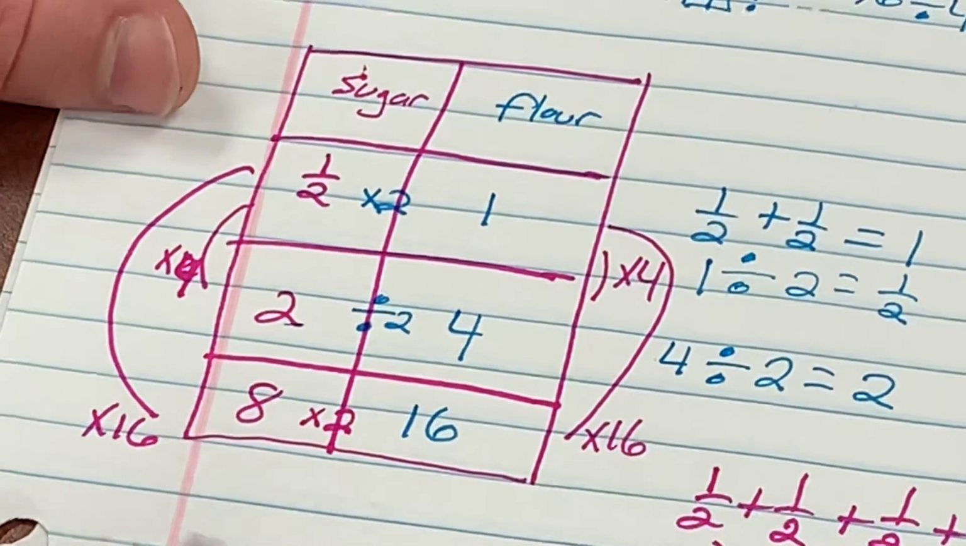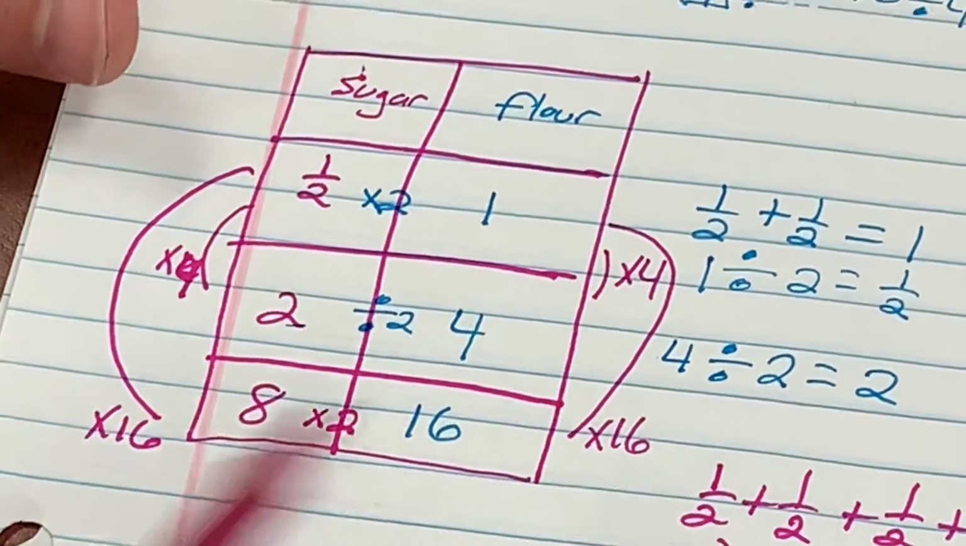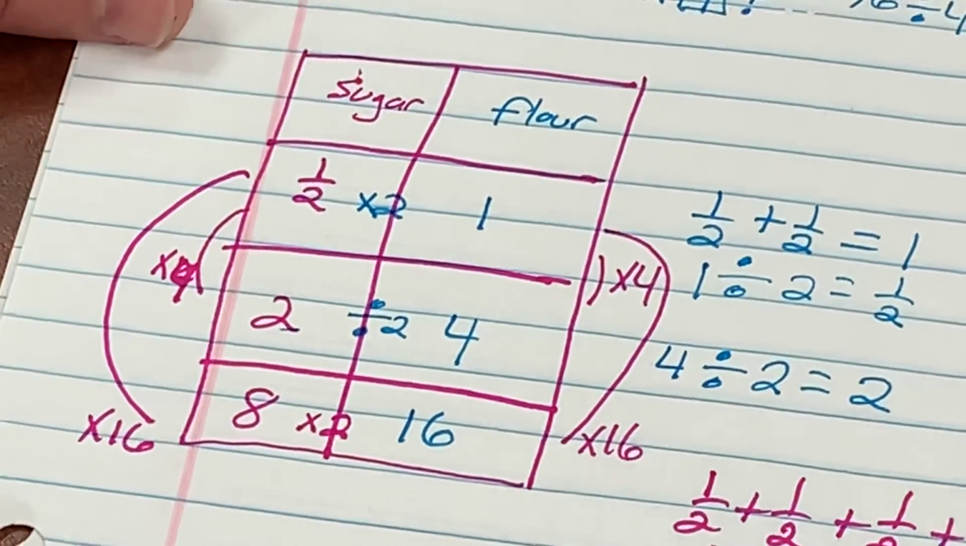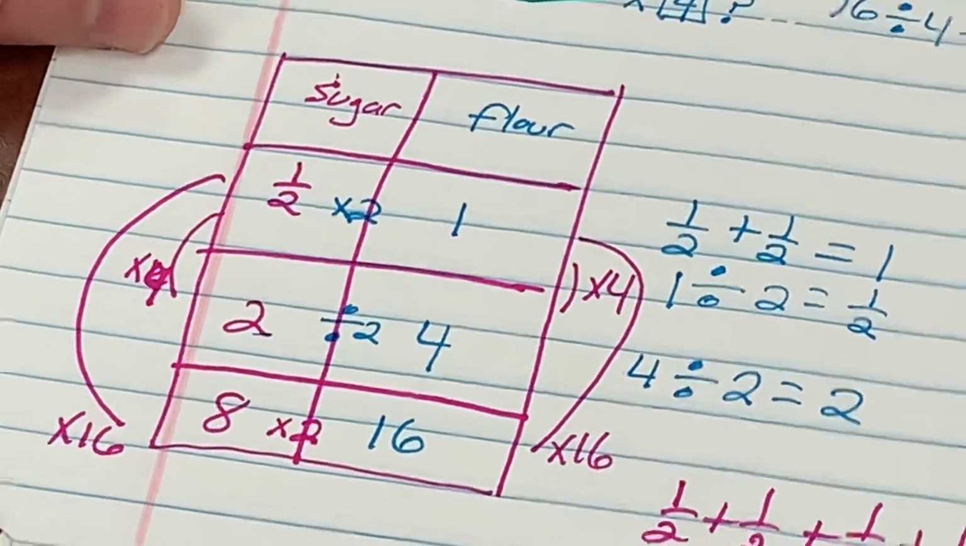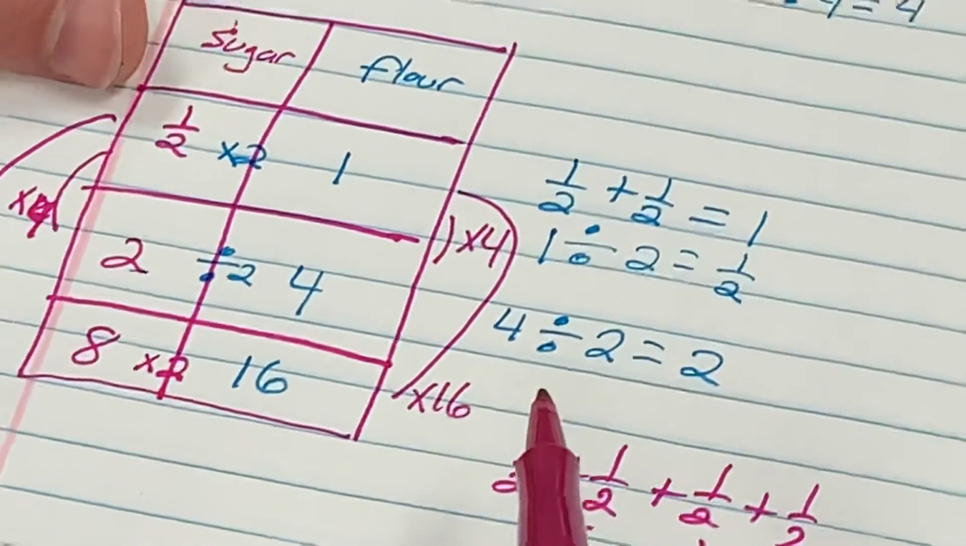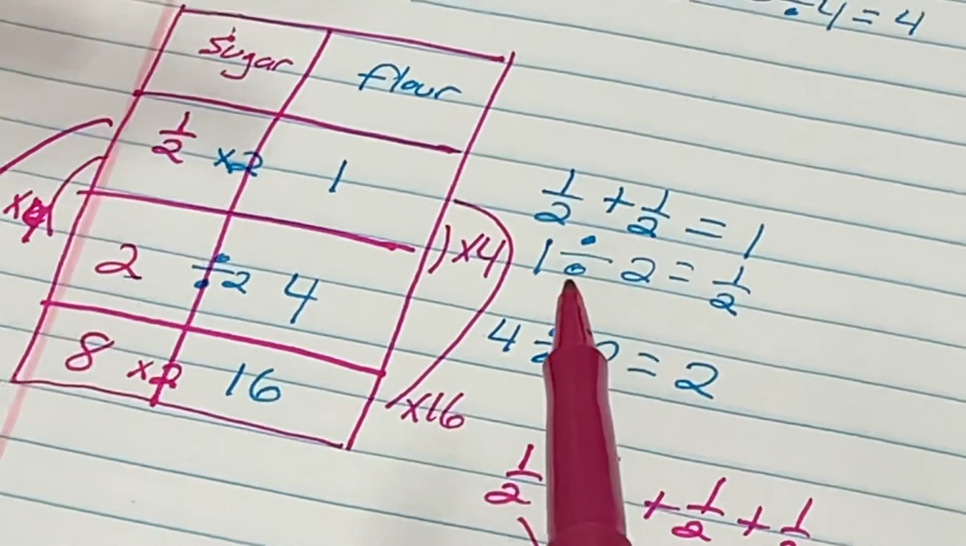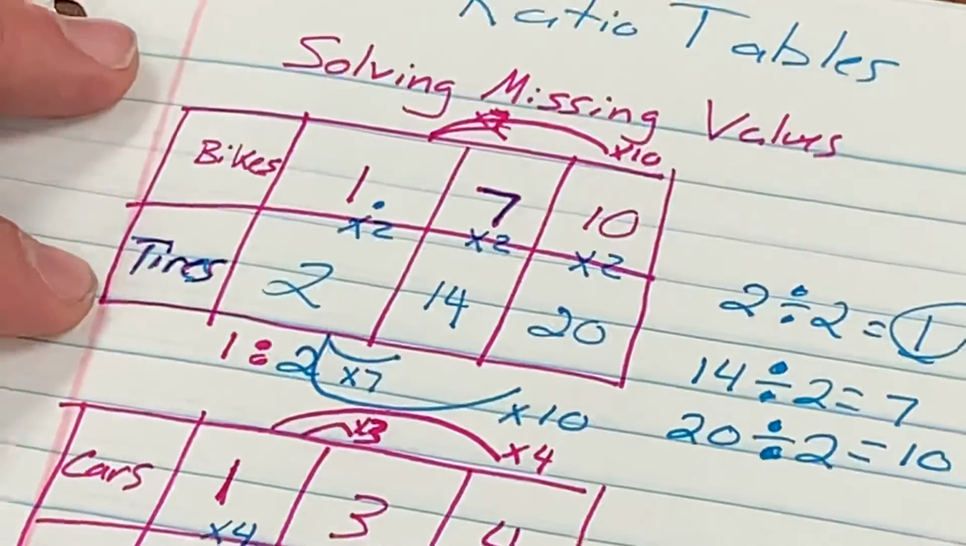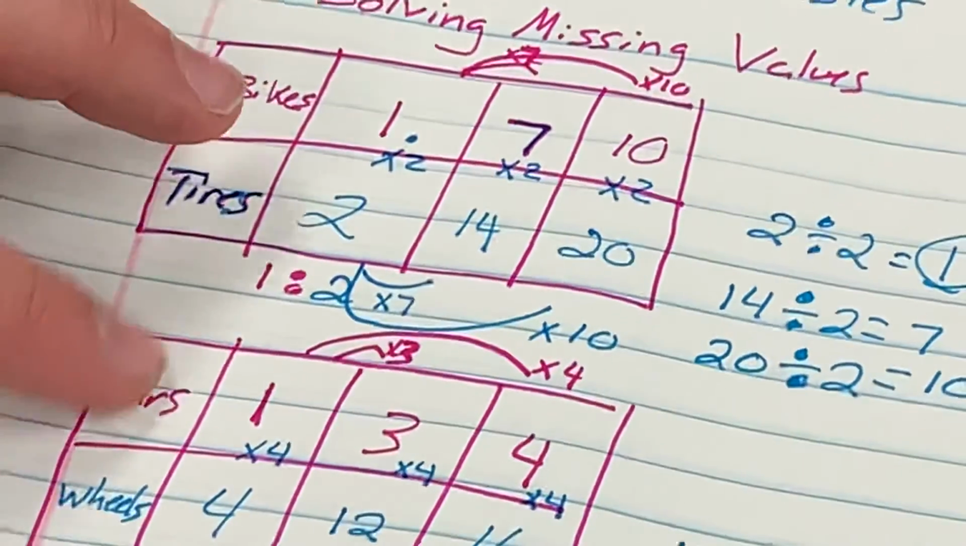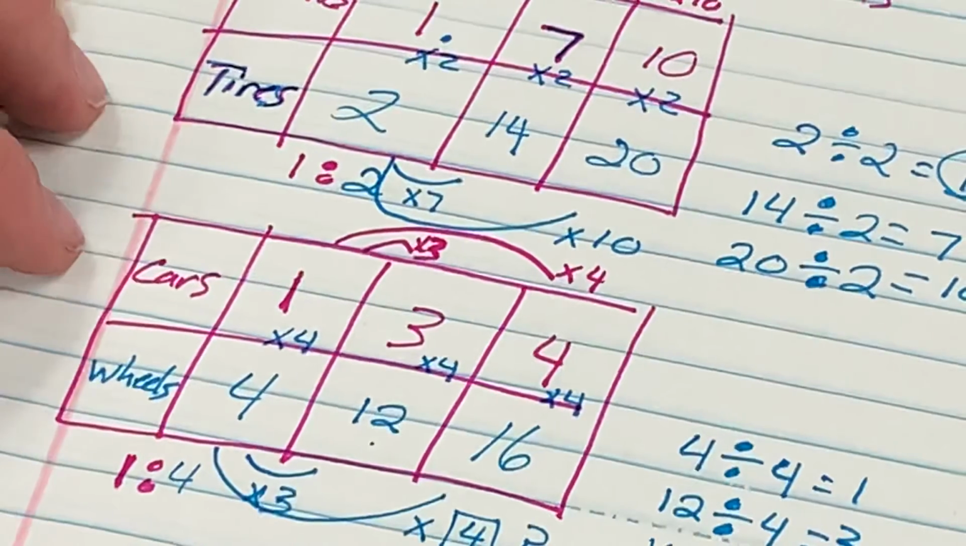I hope this video has been helpful. It gives you several different ways, including some addition, some repeated addition here. We used some division properties, some multiplication. We used some relational thinking up here, knowing what we know about bikes and tires and cars and wheels, and it helped us solve the table.